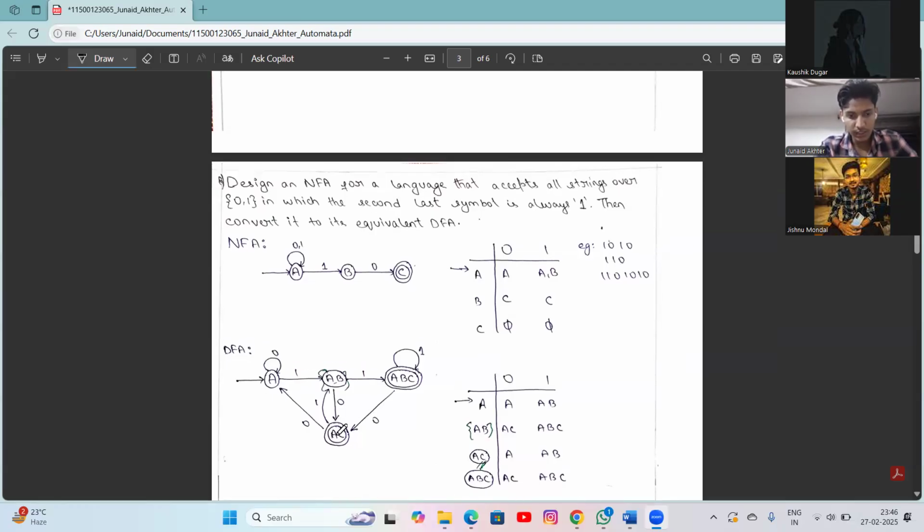In AC, if 0 comes, it will go directly to state A, and if 1 comes, it will go to AB. And for ABC, if 0 comes, it will directly go to AC, and for 1, it will remain in ABC. So in the NFA diagram, the accepting state is C, and in the DFA diagram, the accepting states are ABC and AC.